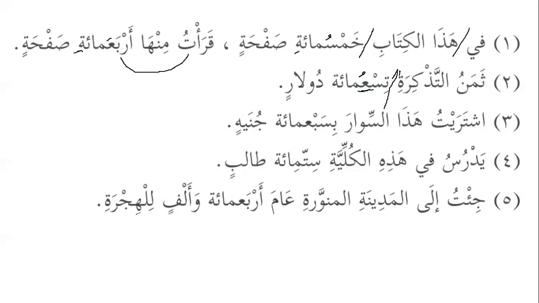Okay, next. اشتريت هذا السوار ب700 جنيه. جنيه, بسبعمئة. Okay, because of the harf of jar, ba. Yeah, ba is a harf of jar. بسبعمئة جنيه. I bought this bracelet for 700 pounds.